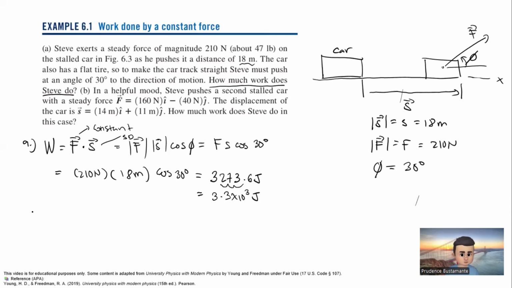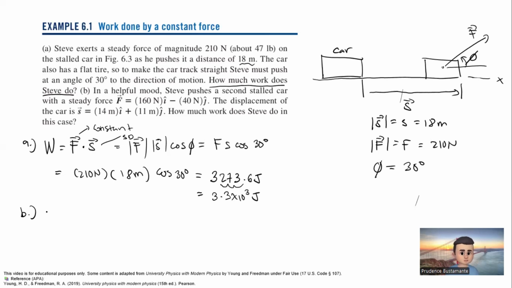Okay, so letter B. In a helpful mode, Steve pushes a second stalled car with a steady force of 160 Newton i hat minus 40 Newton j hat. So we can see that they are using components now. This is now in component form. The displacement of the car is now in component form also: 14 meter i hat plus 11 meter j hat. How much work does Steve do?